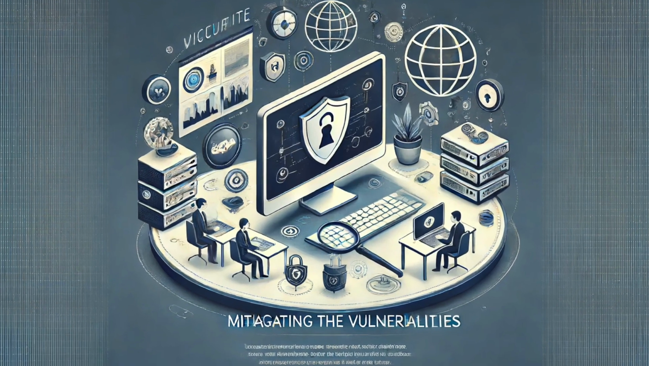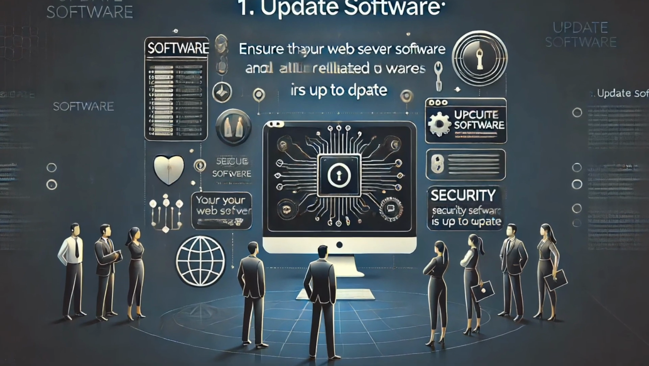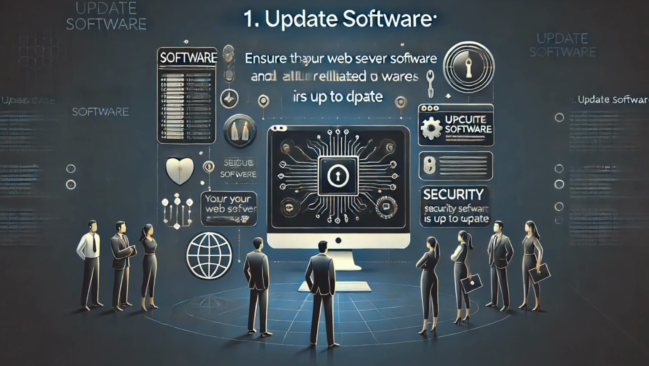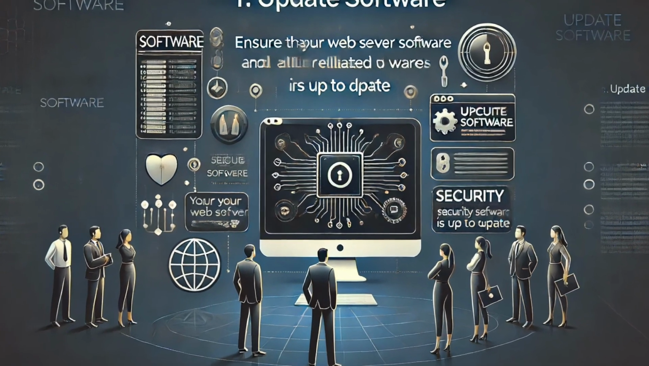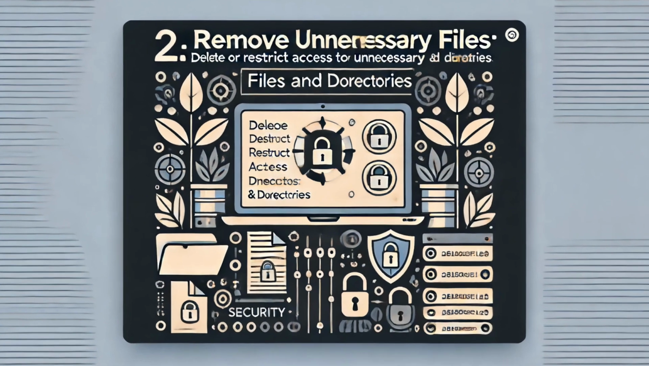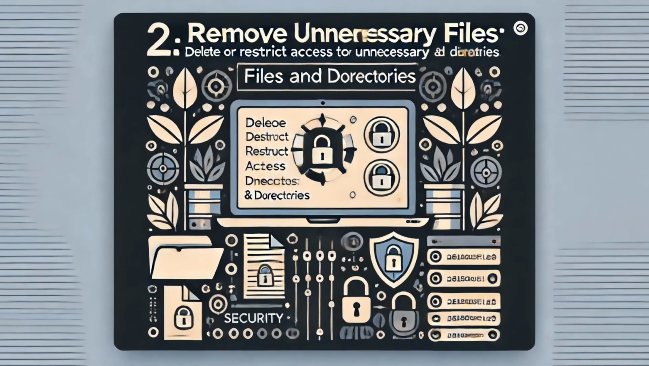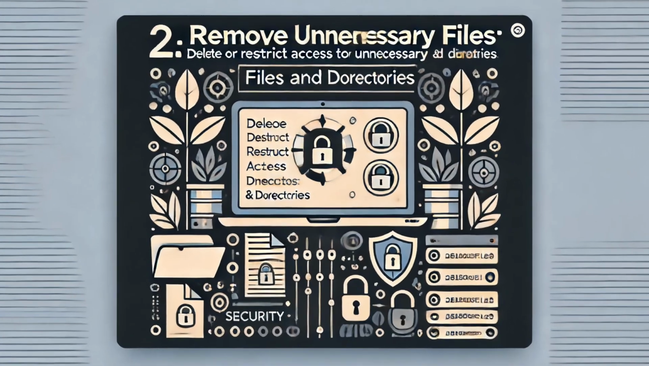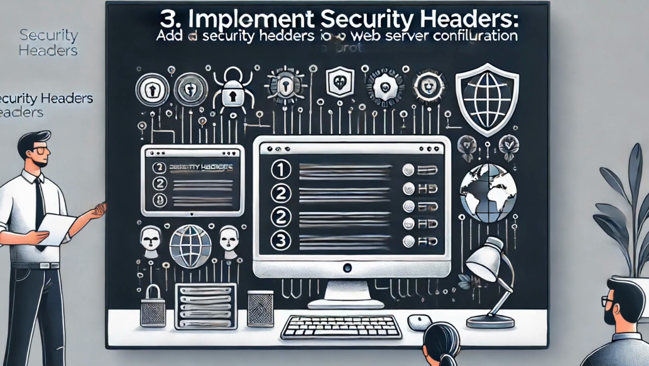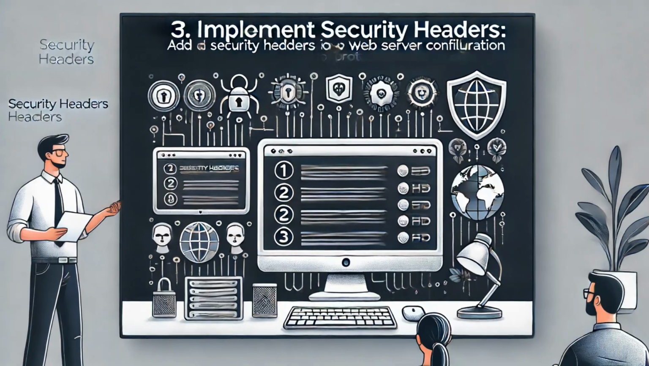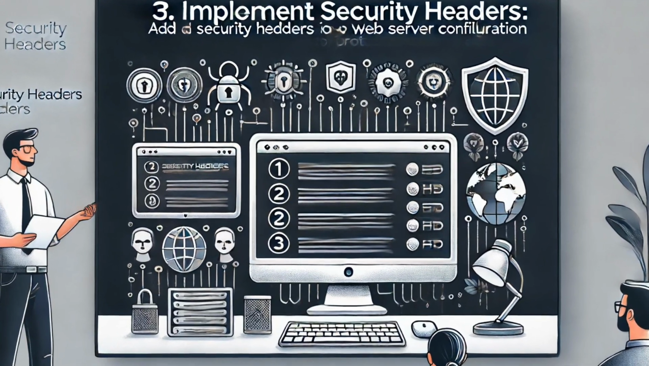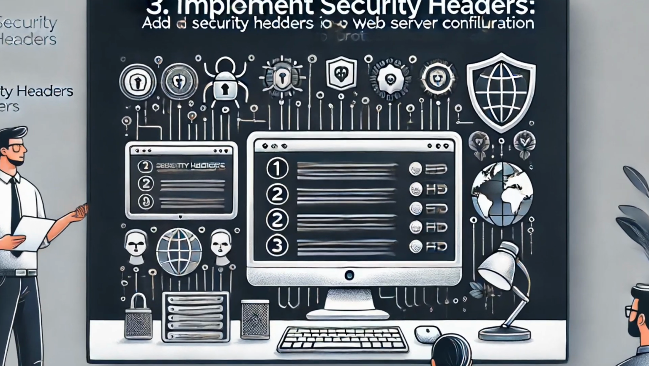After identifying the vulnerabilities, the next step is mitigation. Here are some common steps you can take to secure your web server. 1. Update software. Ensure that your web server software and all related components are up to date. 2. Remove unnecessary files. Delete or restrict access to default or unnecessary files and directories.